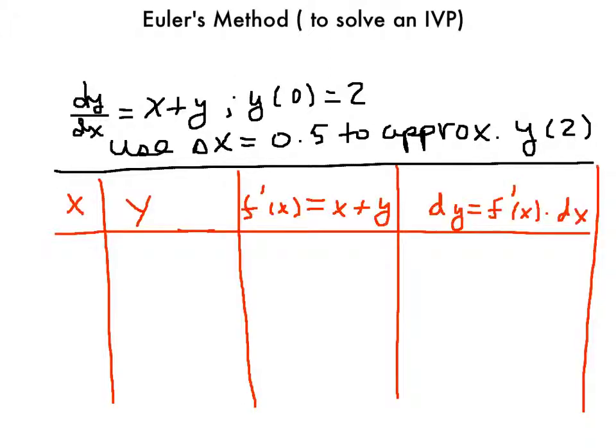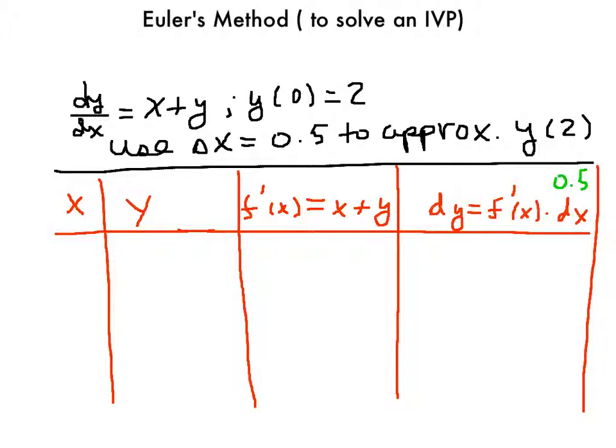Okay, so take a look at this table. Here are my x's and here are my y's. Here is the derivative at any x, y. And remember the differential? This is saying that the change in y along a tangent line is equal to the slope of the tangent line times the change in x. And let's just remind ourselves that this change in x, we're going to use 0.5 here.